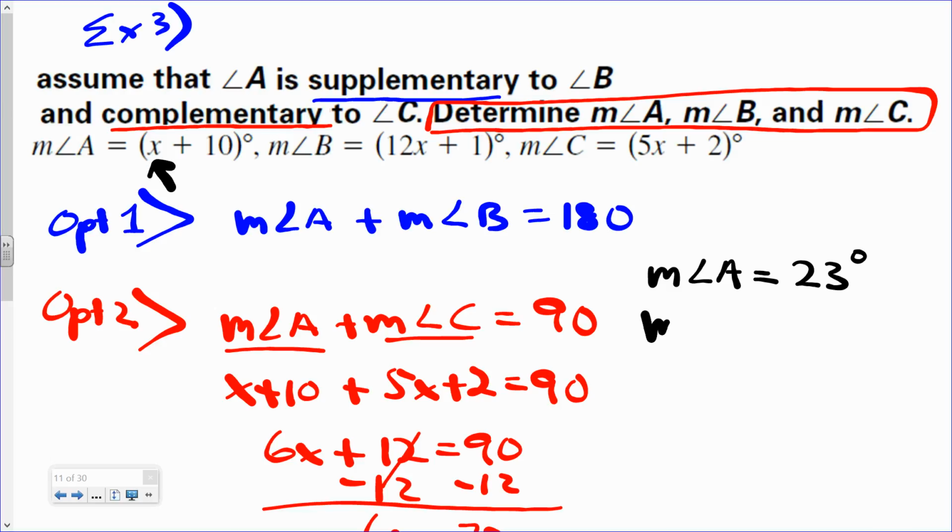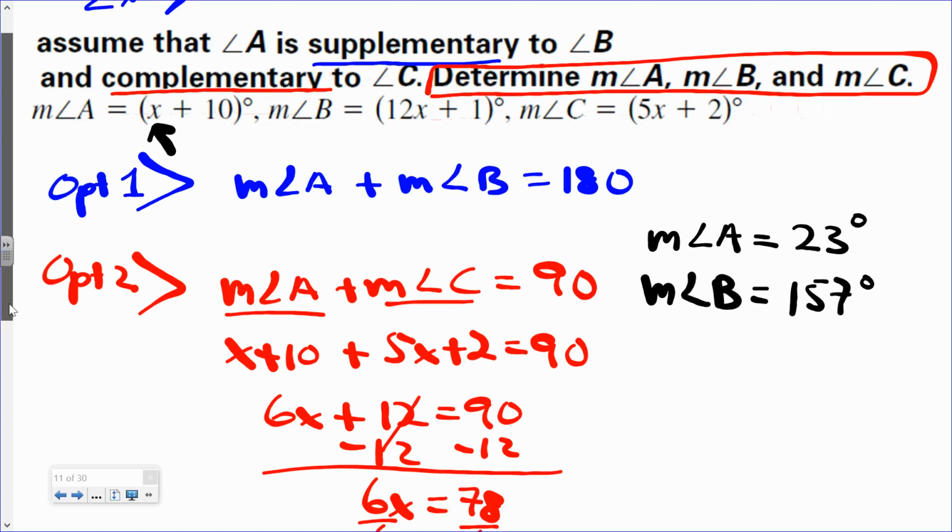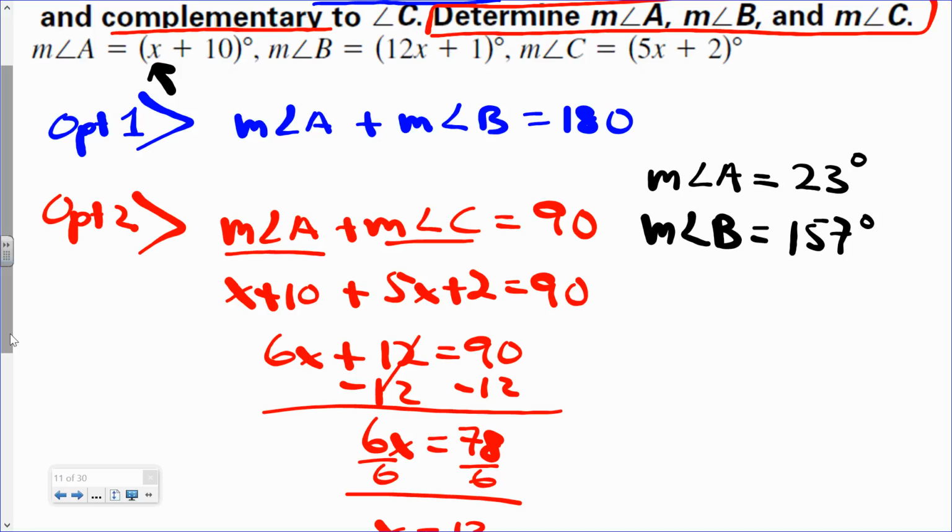Measure of angle B, 157. So 12 times 13 is 156 plus 1 is 157 degrees. Again, put the degree symbol. Right? Measure of angle C is 67, you sure? 5 times 13 plus 2, 67, awesome. Mission accomplished, folks.